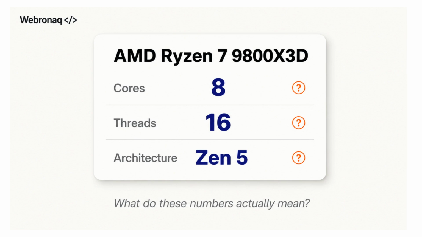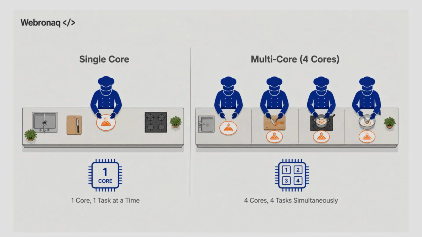Let us start with the first number, cores. A CPU core is an independent processing unit inside the chip. It can fetch instructions, decode them, execute them, and write results back, all on its own. Think of it like chefs in a kitchen. One chef can only plate one dish at a time. But if you have 8 chefs, you can plate 8 dishes simultaneously. That is exactly what more cores do for your computer.